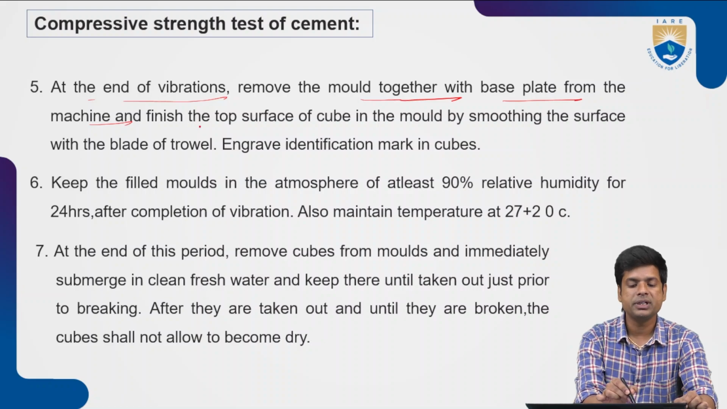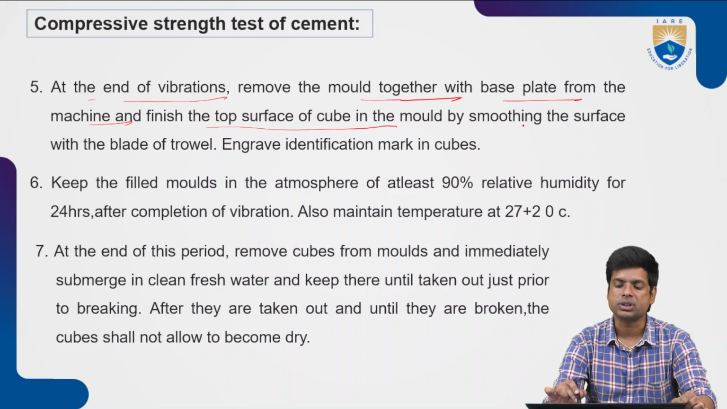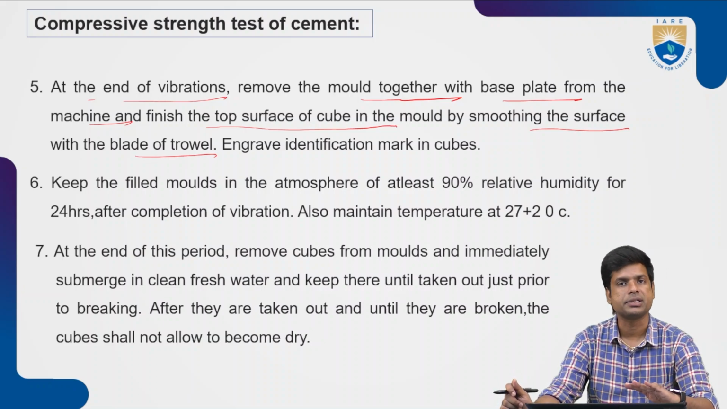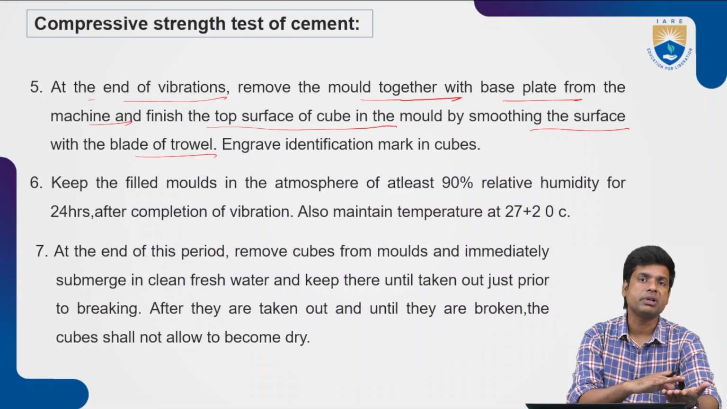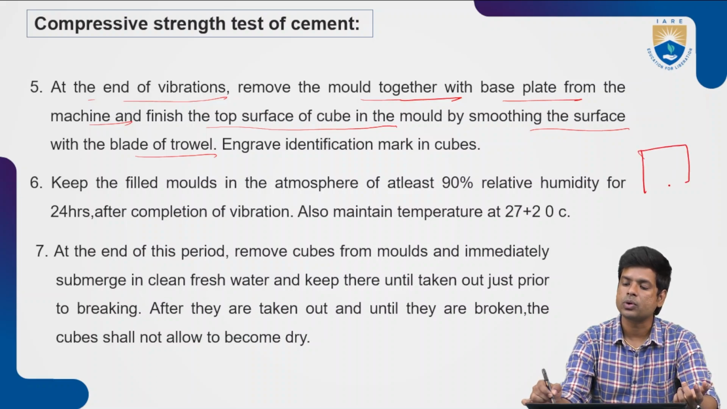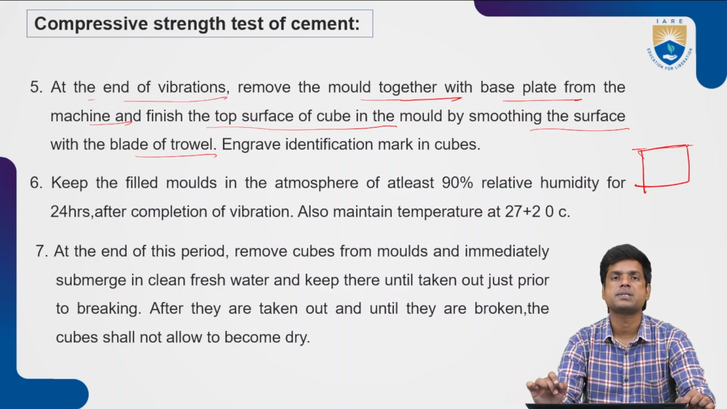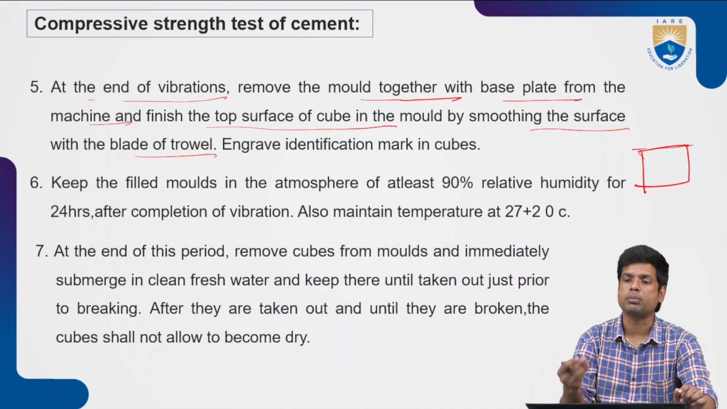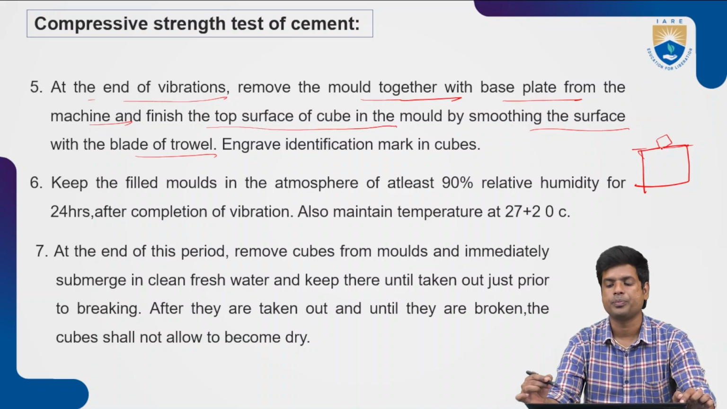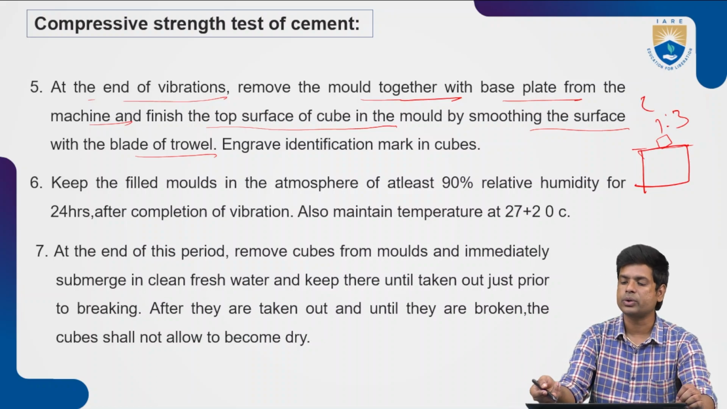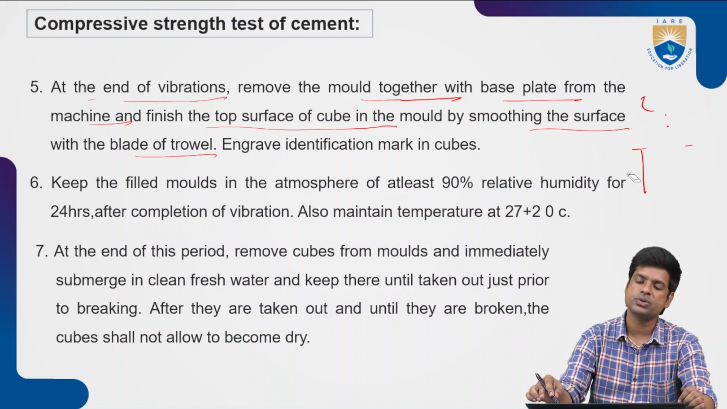At the end of the vibration, remove the mold together with the base plate from the machine and finish the top surface of the cube in the mold by smoothing the surface with the blade of a trowel. After completing the vibration process, level the surface of the cube mold and smoothen it. If you want to mark it with any identification, mark it now. Sometimes you mention the proportions like 1:3, or some people will give notations, depending upon their project type.